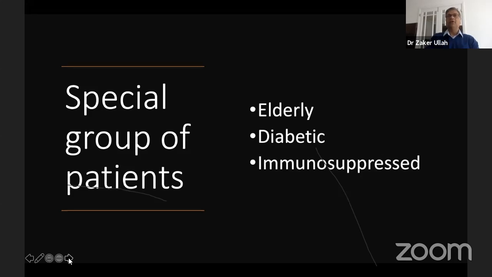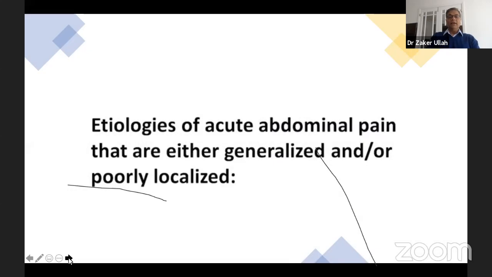Immunosuppressed patient. Of course, HIV and other patients all over the world now. Not only that, some sort of rheumatological problems, they are on immunosuppressive drugs, or some cancer patients can have immunosuppressive drugs as well. Just remember, they can have more problems and their signs and symptoms are completely different. So you have to remember that.